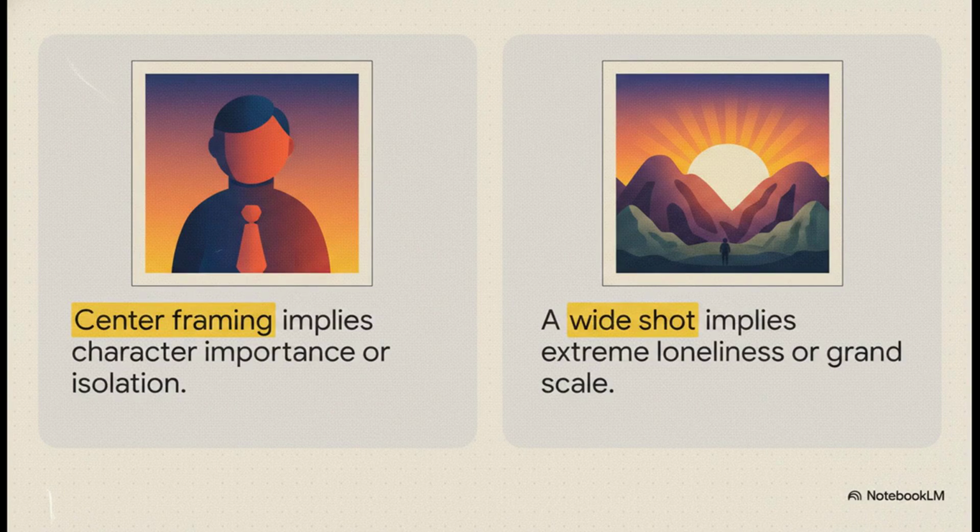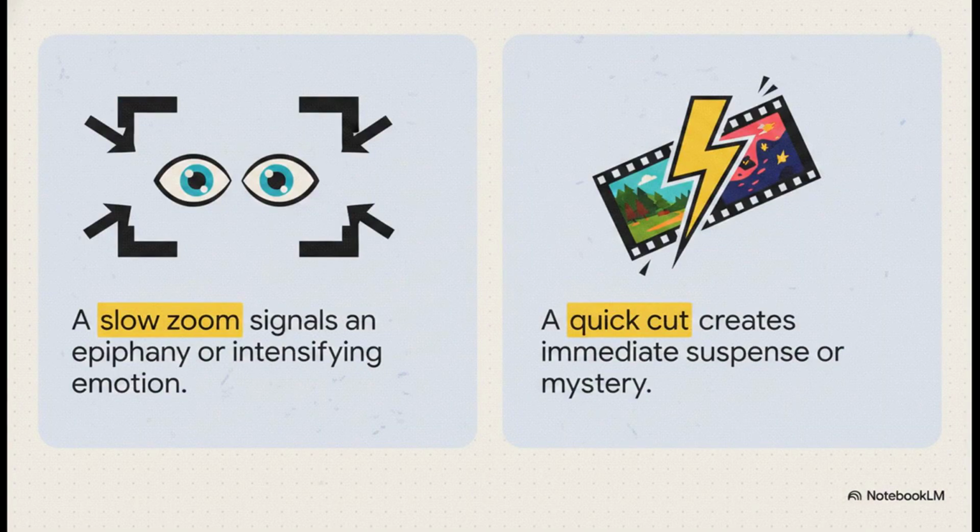On the flip side, taking a wide shot with this tiny little figure swallowed up by a massive landscape, that instantly implies this extreme sense of loneliness or just a really grand scale. But remember, it's not just static framing. Your camera movement directly manipulates the viewer's perception. Picture a slow, deliberate zoom, just creeping onto a character's face. That practically screams that they're having an epiphany, or that there's some intensifying internal emotion building up.